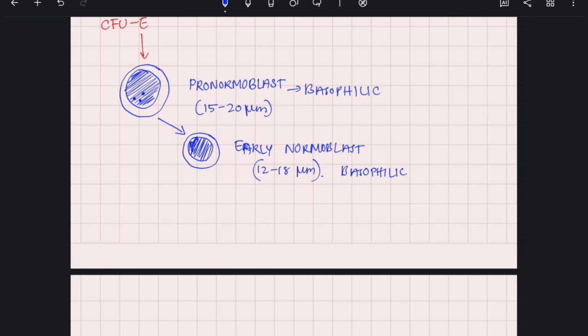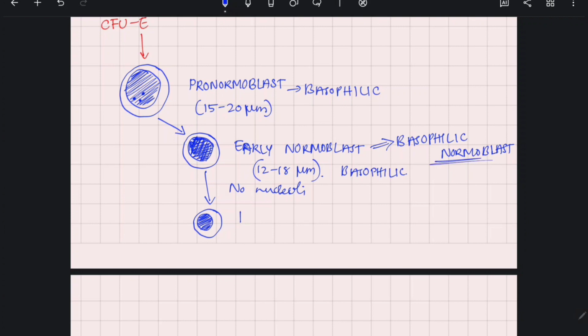Okay. Now the next cell, which is even smaller. Oh, I forgot to mention here, are you seeing any nucleoli? No, right? There are only some chromatin fibers. So there are no nucleoli. Here it is called the intermediate normoblast. So this early normoblast is also known as basophilic normoblast. So if you see terms like basophilic erythroblast, it's the same thing. Instead of normo we'll just use erythro.